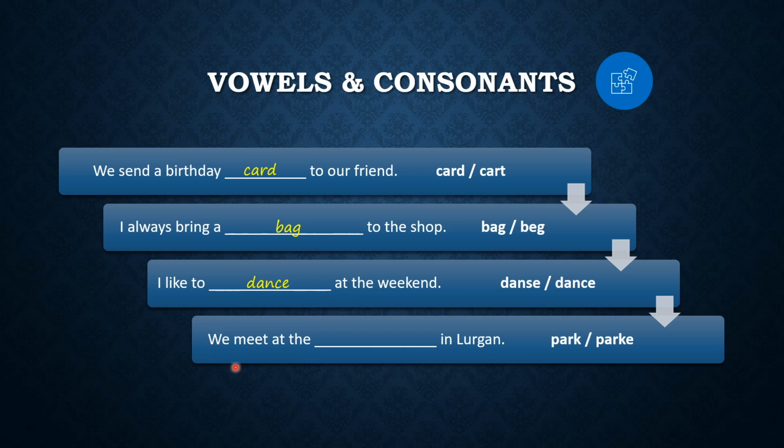The last example now, we meet at the park in Lurgan. Here we have an extra E on the word park that we do not need, and it's simply P-A-R-K. Again, pause the video if you want to check out the spellings and meanings of the other words.